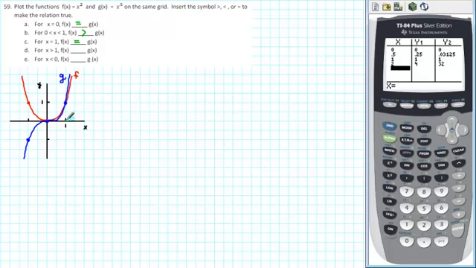And on the graph, if we look to the right of x equals 1, we see that the graph of f in red is below the graph of g, which is in blue. So f of x is less than g of x when x is greater than 1.